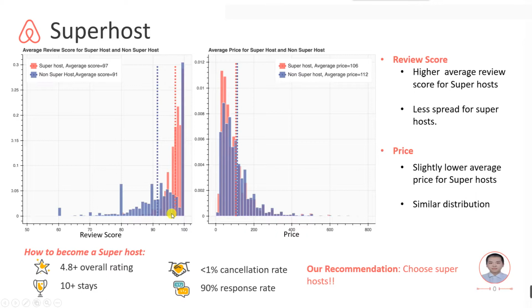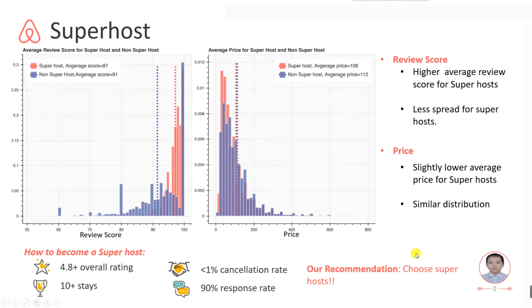As we can see here, the Superhost group provides better and more consistent services, evidenced by a higher average review score, a shorter tail, and higher concentration around those high review scores. Someone may also wonder if the user has to pay more for the better services provided by Superhost. The answer is actually no. From the right graph you can see here, the price for the 2 groups follows a similar pattern, and the average price for the Superhost group is even slightly lower than that of the non-Superhost group. Therefore, we would definitely suggest our users to choose Superhost.